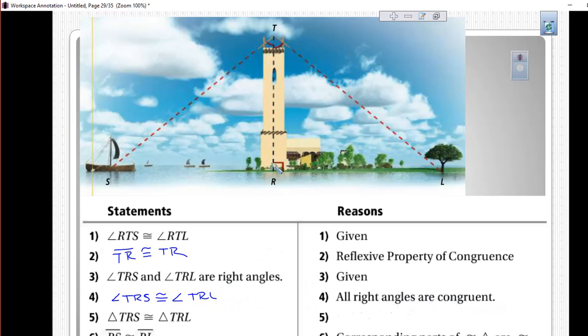So now we have an angle measure. We have another angle measure. We know the side length here is congruent to itself. So we have enough to prove our triangles congruent. So triangle TRS is congruent to triangle TRL. And the reason why is going to be angle, side, angle. Angle right here, side in between, and angle down here, congruent to angle, side, angle. So sometimes you're going to be asked to fill in only maybe the statement or the reason. Sometimes you're going to be asked to fill in both parts.